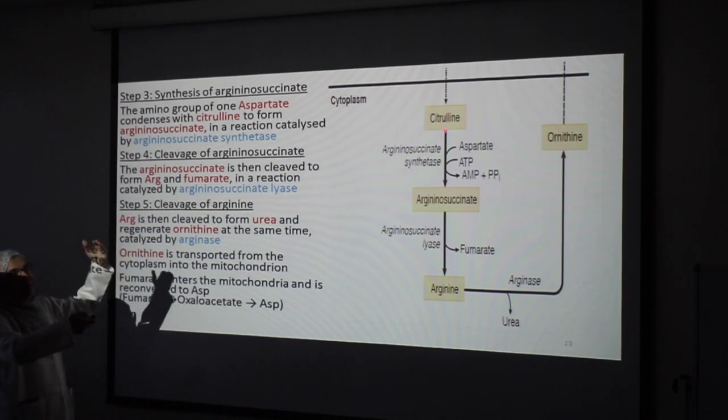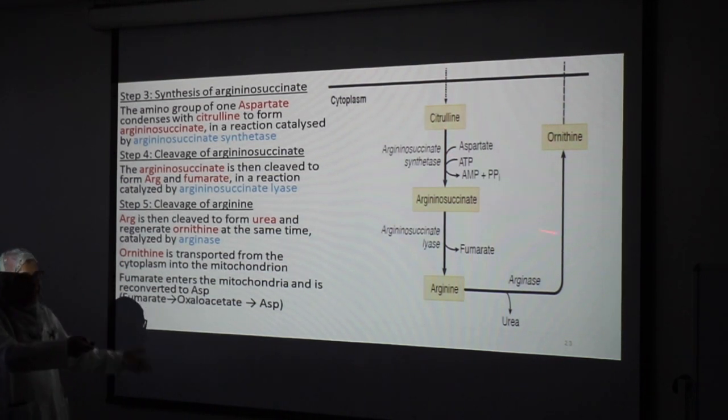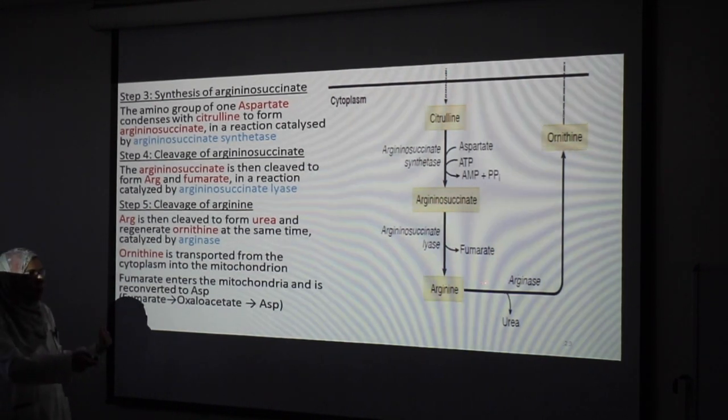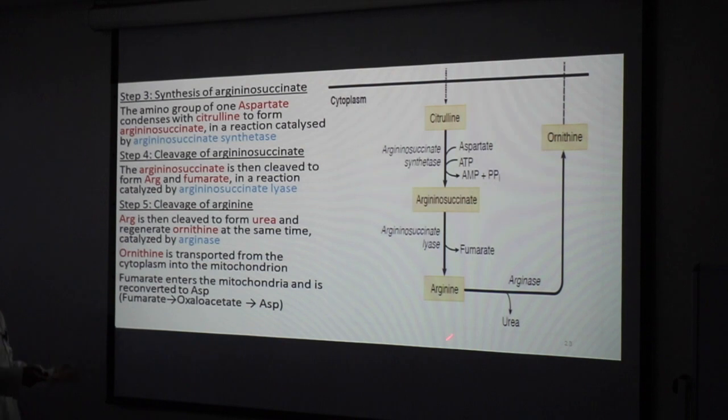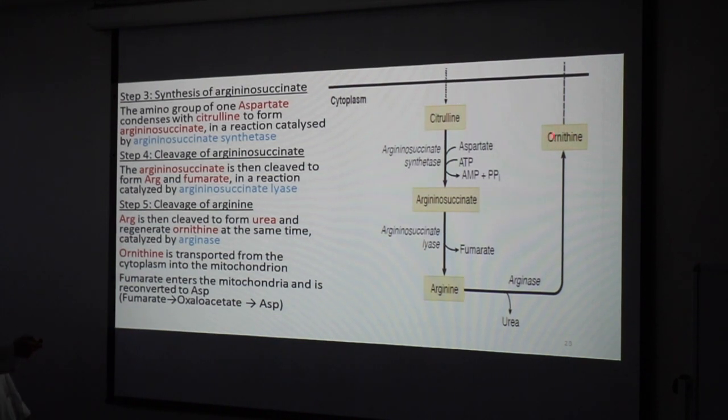This enzyme is going to combine citrulline with aspartate to form argininosuccinate, which is going to be cleaved to give me arginine and fumarate. And then arginine will be degraded by arginase to give me urea and ornithine. And ornithine will go back to the matrix of the mitochondria and the cycle continues. Because ornithine is recycled, that's why we call it a cycle.